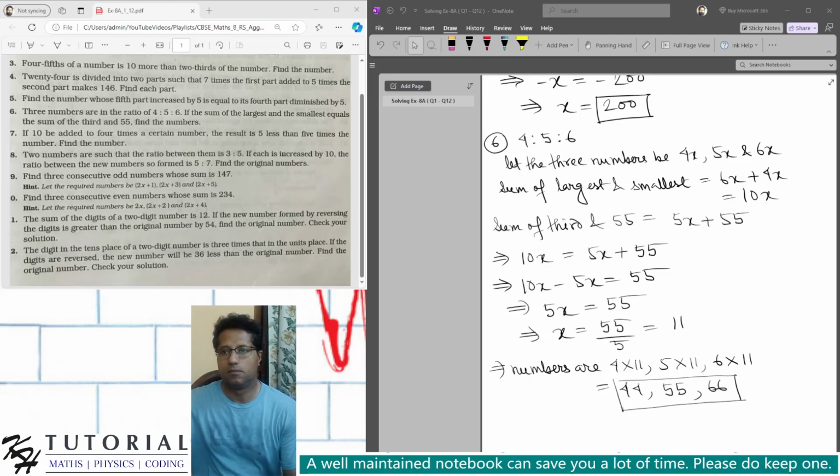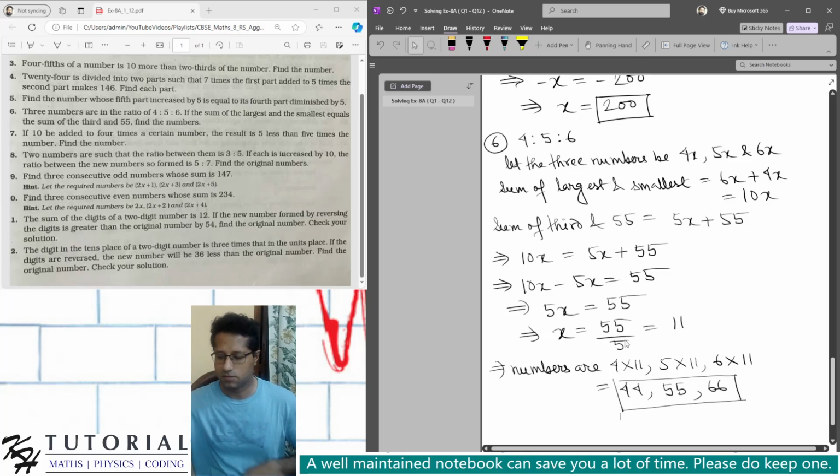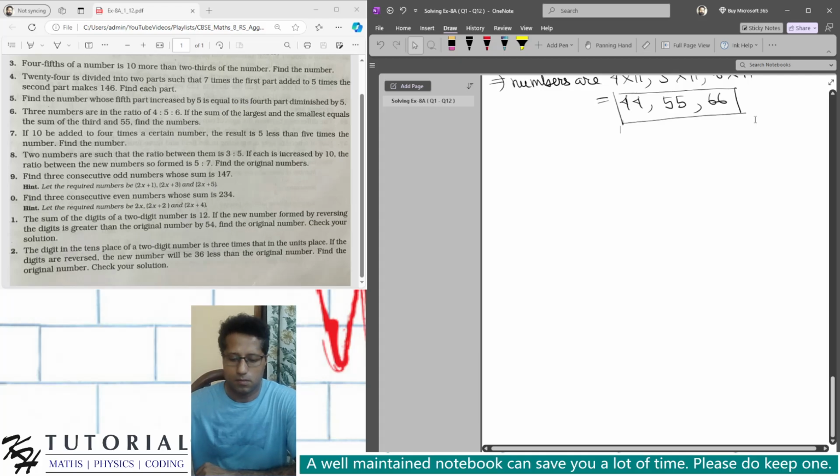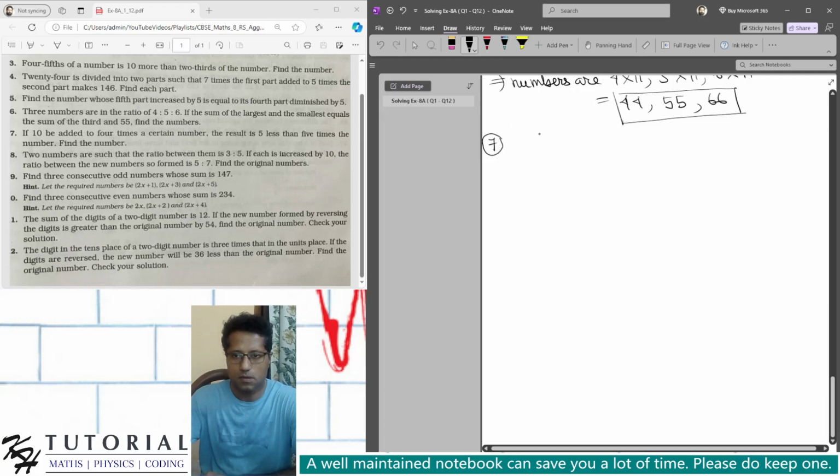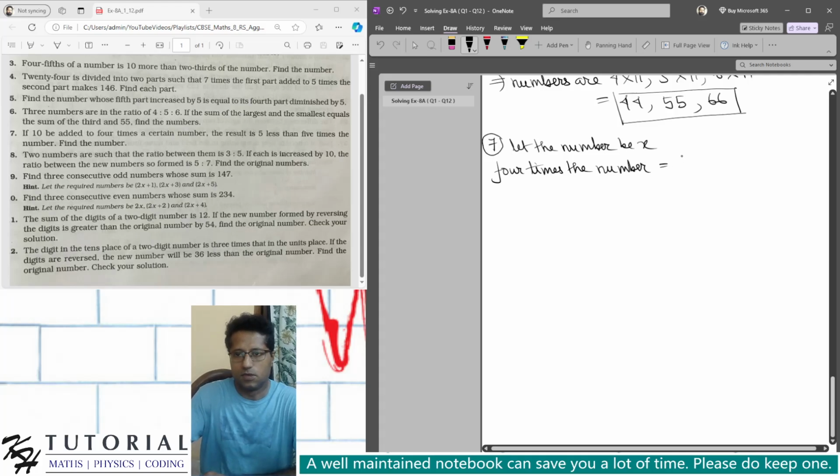Okay, let's do problem number 7. If 10 be added to 4 times a certain number, the result is 5 less than 5 times the number. Okay, so let the number be x. If 10 be added to 4 times a certain number, so 4 times the number is equal to 4 multiplied by x, that is 4x.